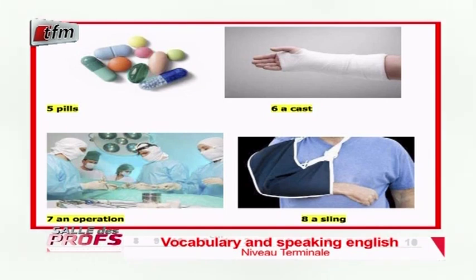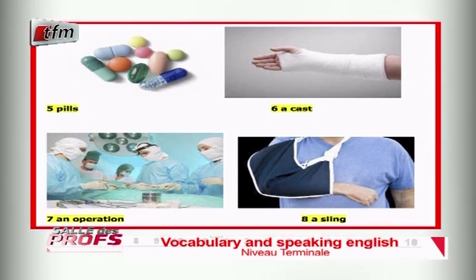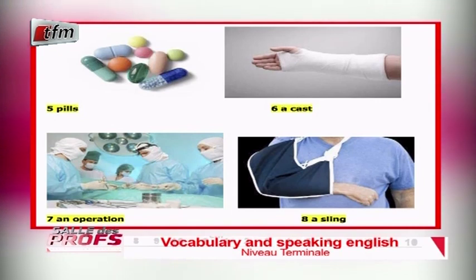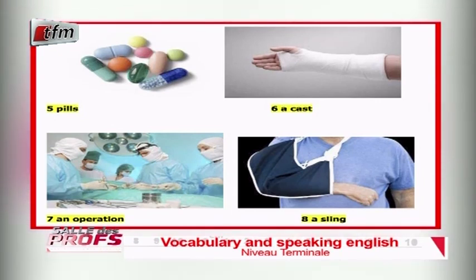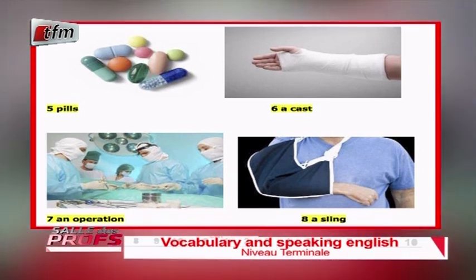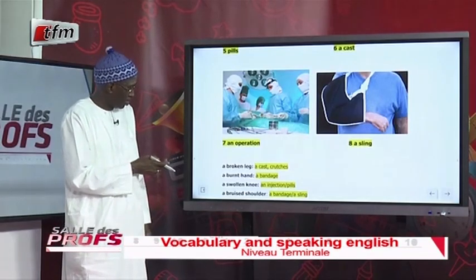These doctors are operating on a patient, they are carrying out an operation. And then your arm is broken. If you keep it like that, it's very heavy, so you have a sling that will help you support your broken arm. Right.